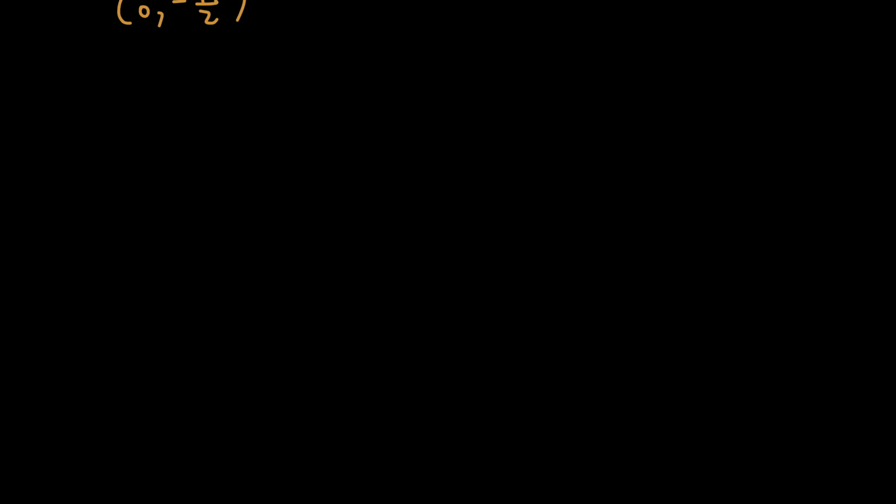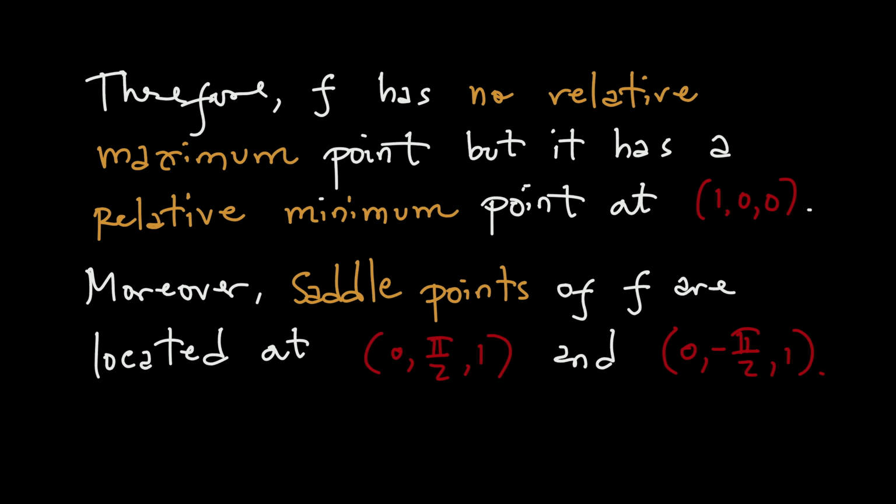Therefore, we have the following summary of results. F has no relative maximum point, with the minimum point at (1, 0, 0). Notice that this third component is simply the evaluation of F at this critical point. And moreover, saddle points are located at these points.